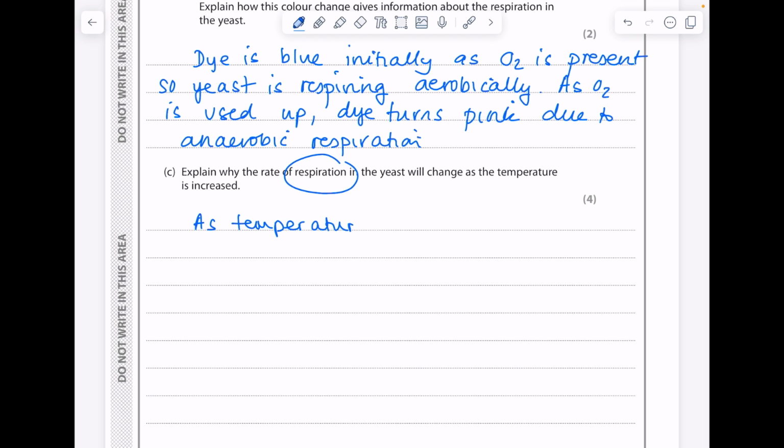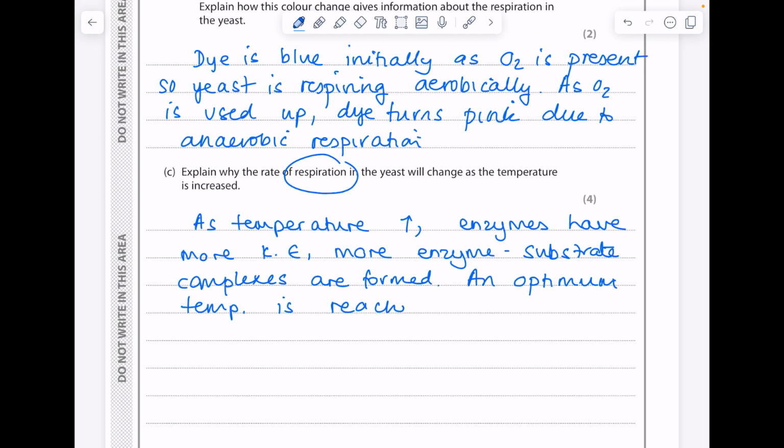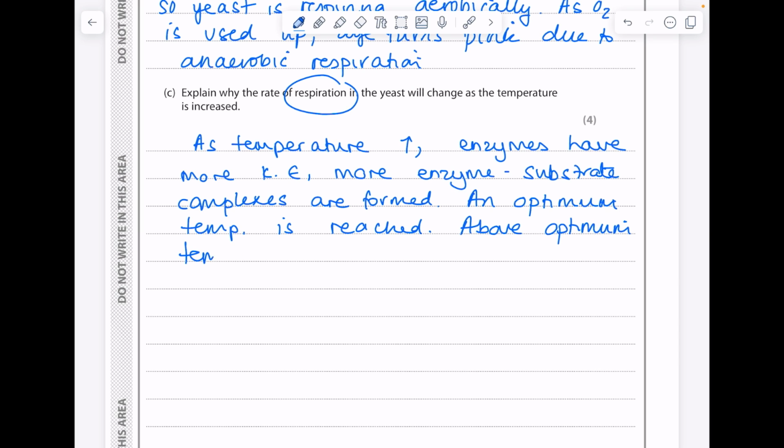So as temperature increases, enzymes have more kinetic energy, more enzyme substrate complexes are formed. An optimum temperature is reached. Above the optimum temperature, the enzyme denatures and active site changes shape.